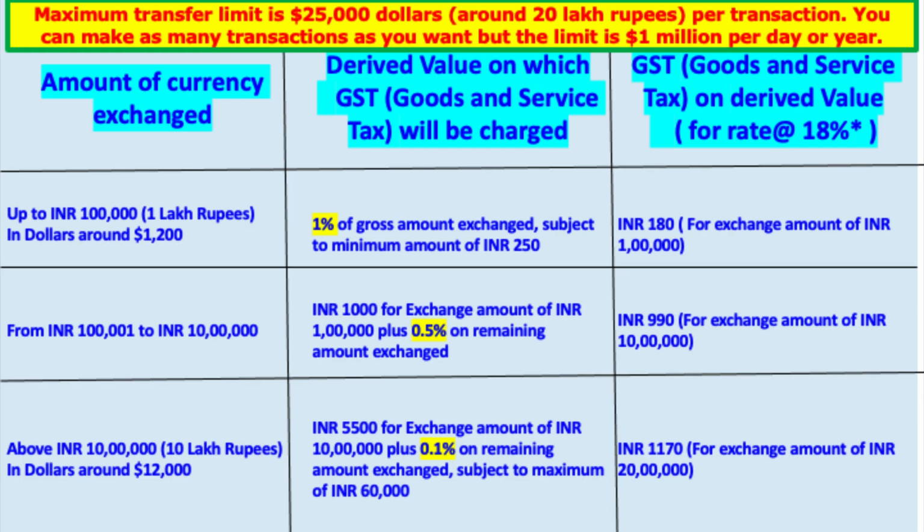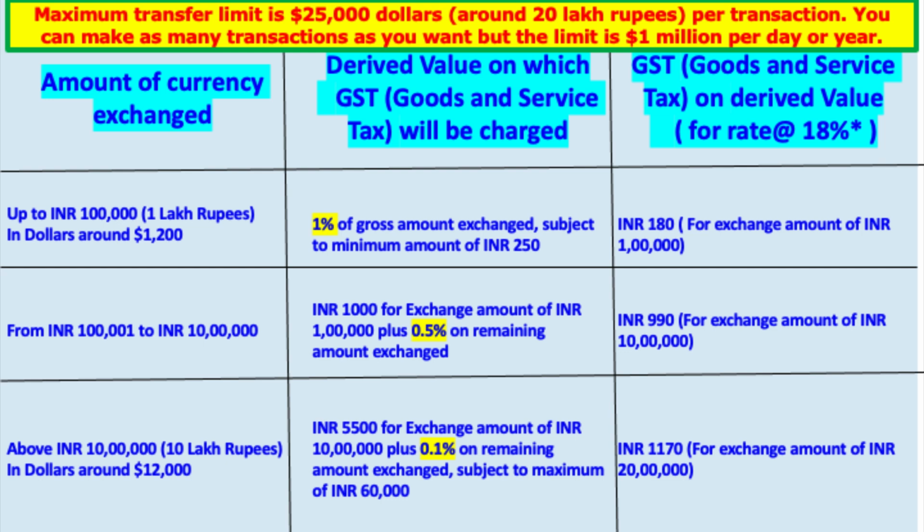See here, the maximum transfer limit is $25,000. That's around 20 lakh rupees per transaction. You can make as many transactions as you want, but the limit is $1 million per day or year. So if it's per day, you can make as many transactions as you want. Each transaction has to be 20 lakhs. Or you can spread it out throughout the year.